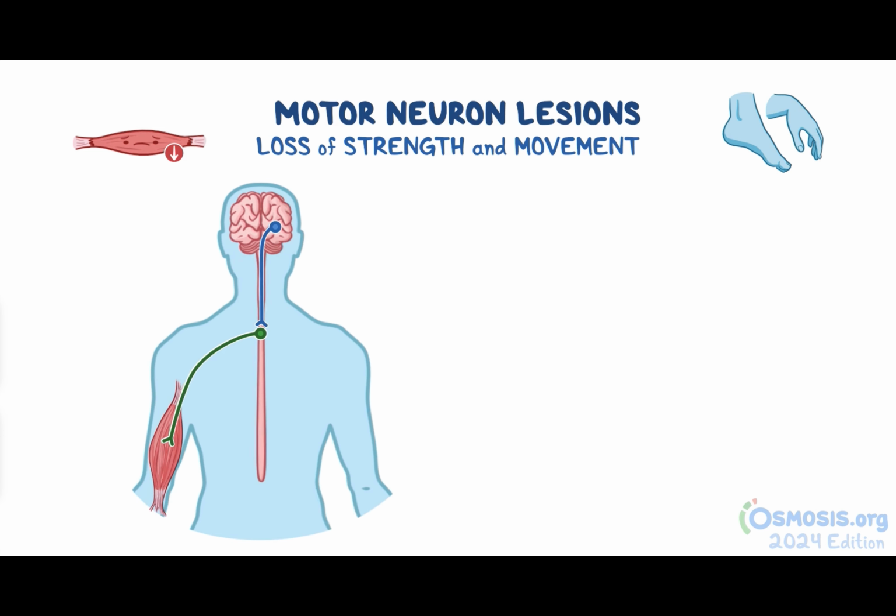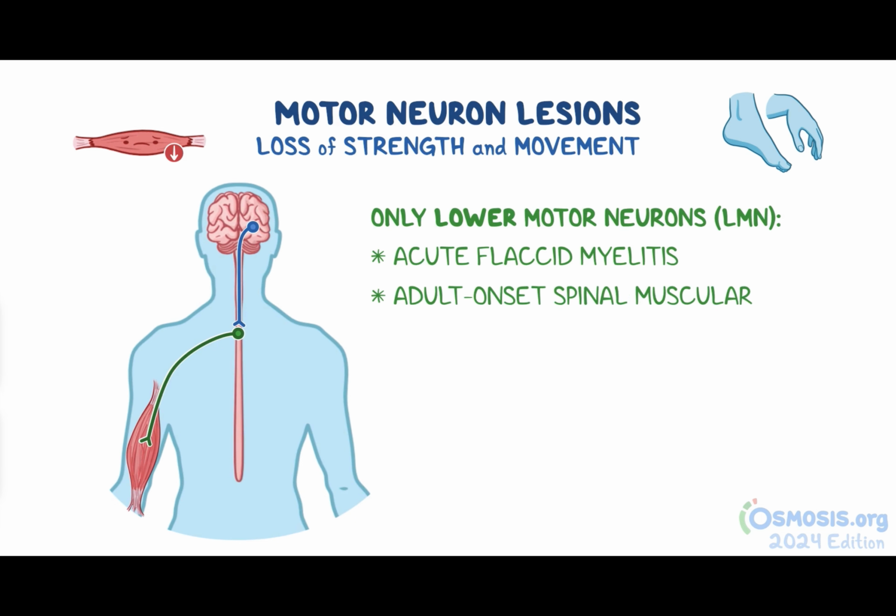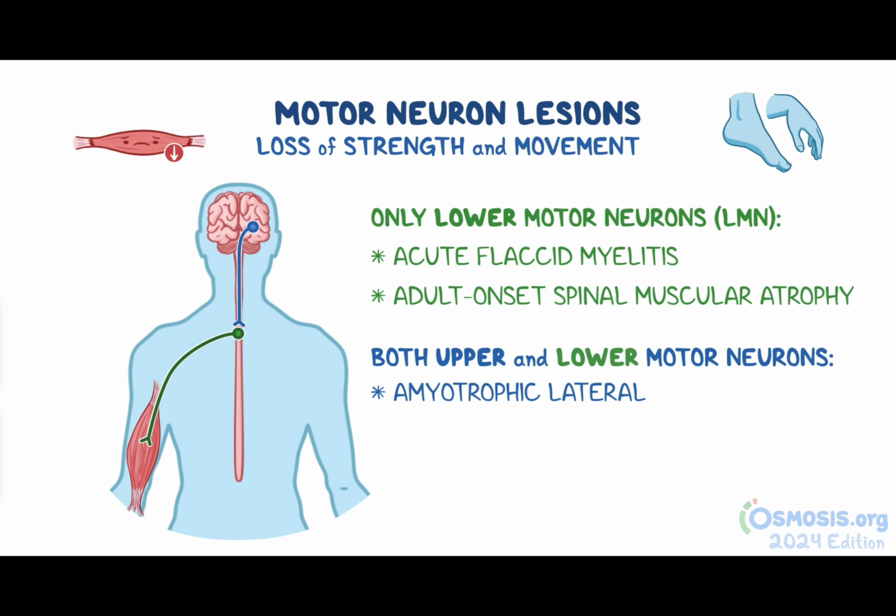Now, some conditions affect only lower motor neurons, such as acute flaccid myelitis and adult-onset spinal muscular atrophy, while other conditions can affect both upper and lower motor neurons, such as amyotrophic lateral sclerosis.